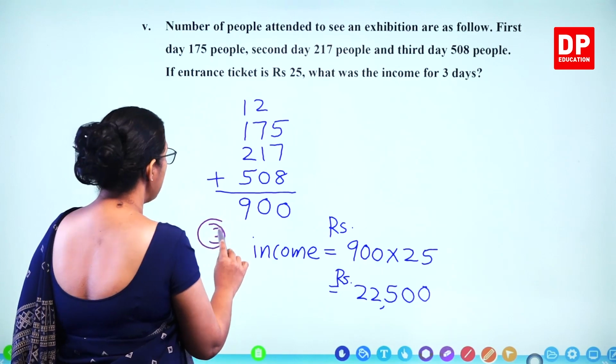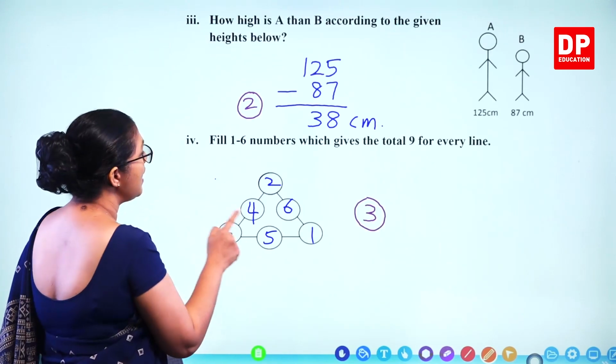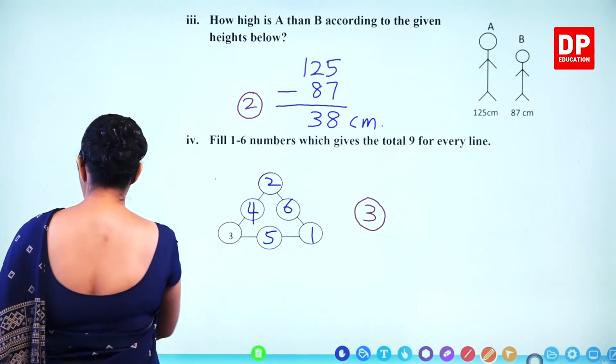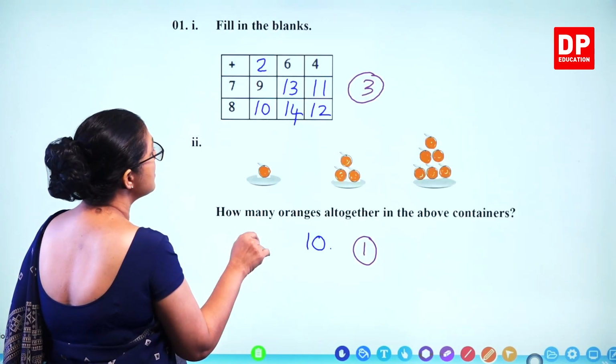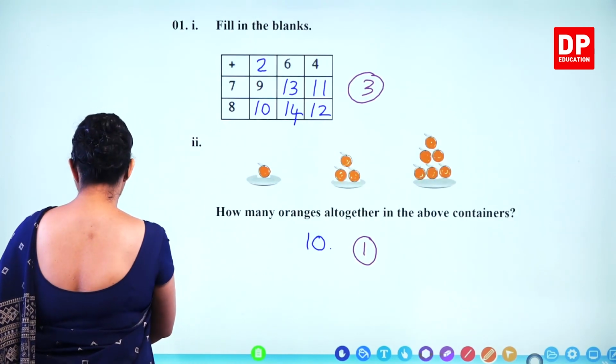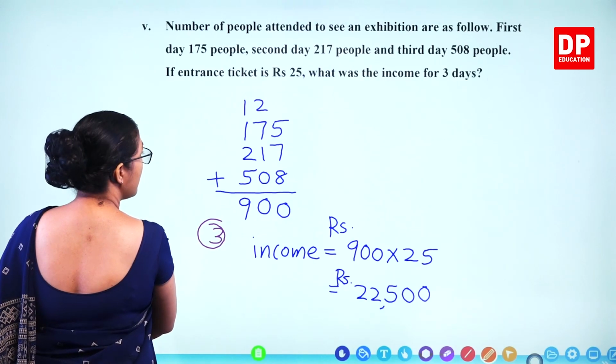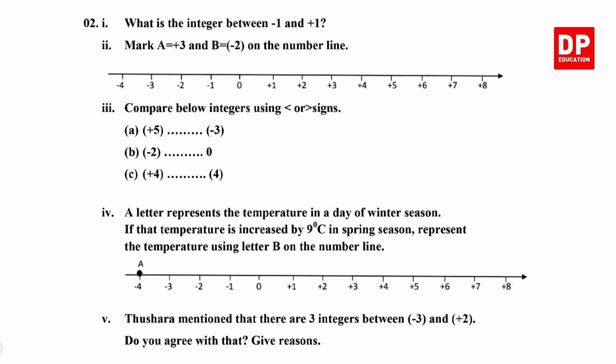So let's see. 3, 3 is 6 plus 2, 8, 8 and 4, 12 marks. So each question you get 12 marks. Let's do question number 2.